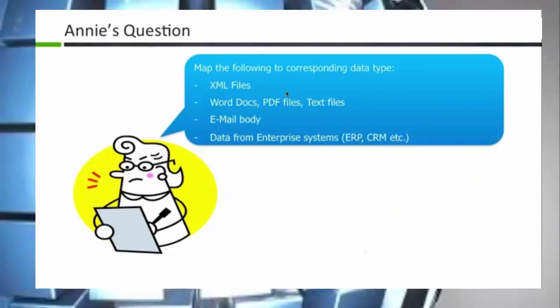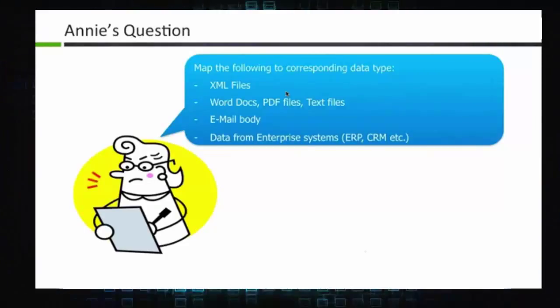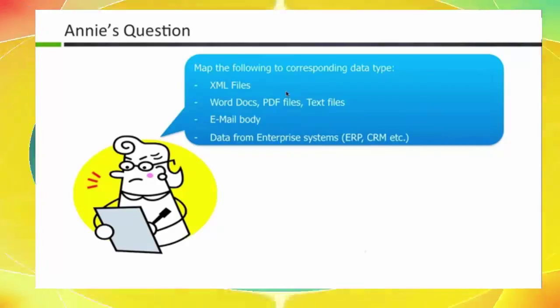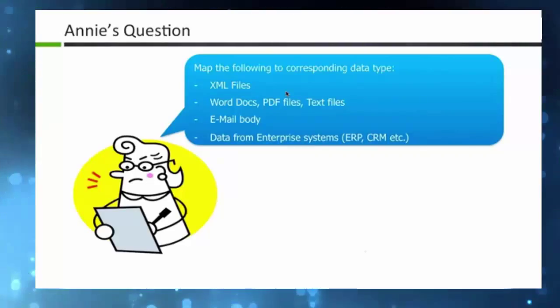Now, Annie has a question for all of you. Can you quickly do that? Can you map the following to corresponding data types, which means classify them as either unstructured, semi-structured, or structured? All of you. What is XML? Okay, good. So XML is semi-structured, that's right.